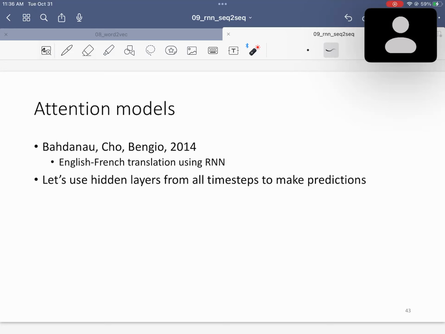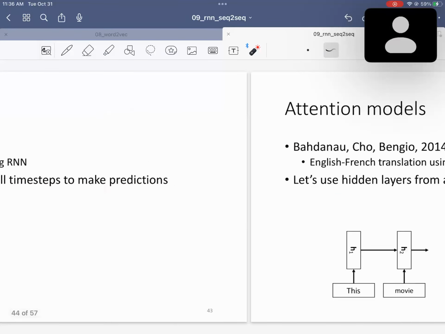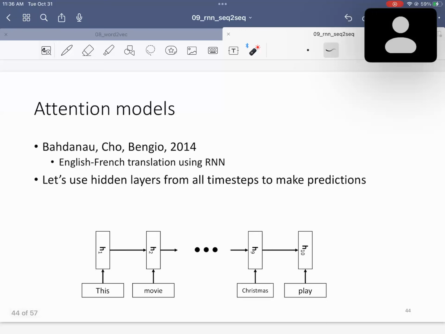So the same group, from Yoshua Bengio's group, came up with something called the attention model. The attention model is an addition to the GRU to further improve the performance of the GRU-based translation model. The core idea is to use all hidden layers from all time steps to make predictions. What I mean by that is using all hidden layers.